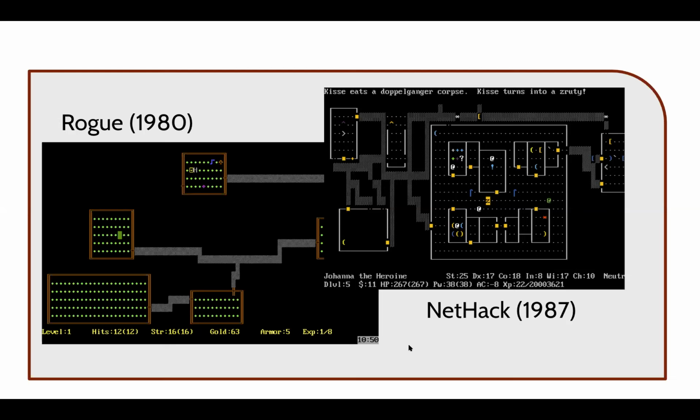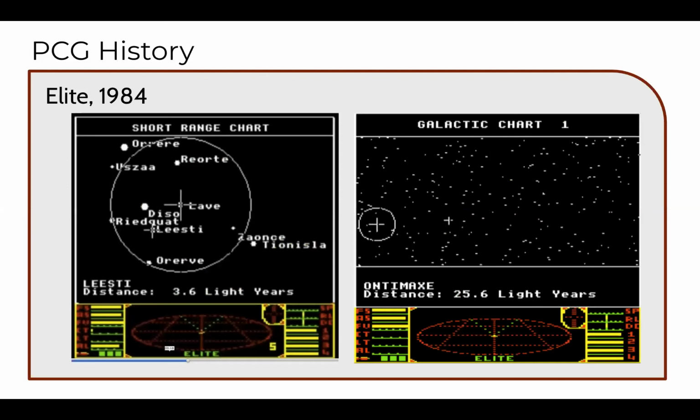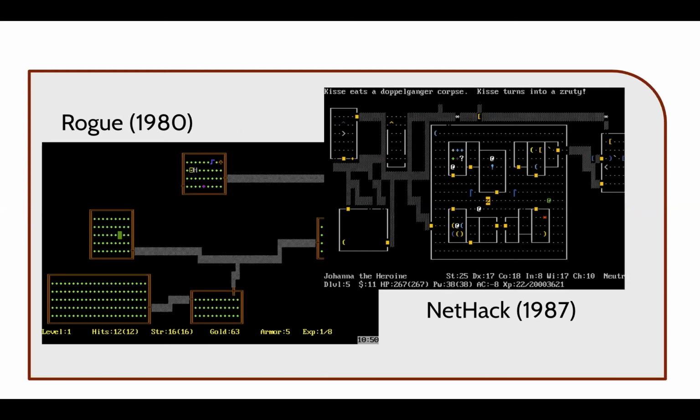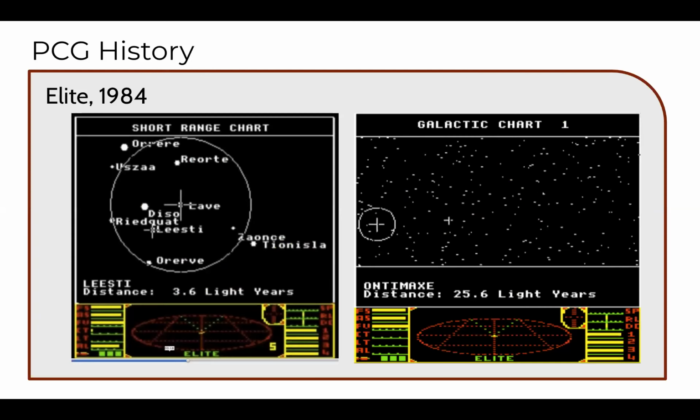And that genre still persists today, the idea of procedurally generated levels where difficulty increases as you go, and there's some notion of permadeath and having to restart. So for these games, the original motivation was to provide this kind of replayability and variation for the player, whereas for games like Elite and Exile, some of the original motivation, and this is actually true for Rogue and NetHack as well, was that they were constrained by memory resources.